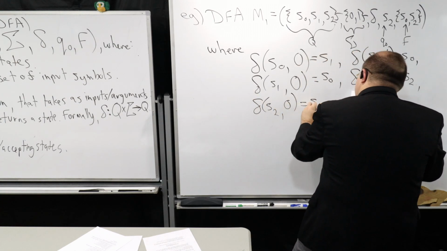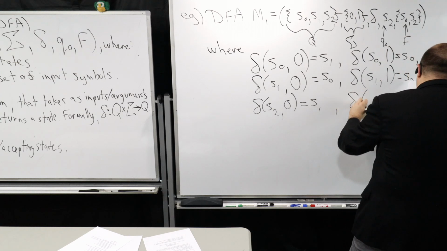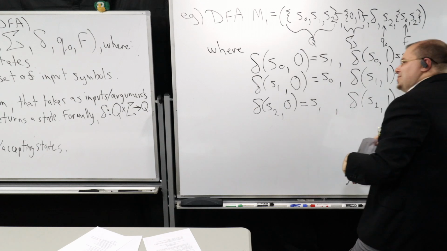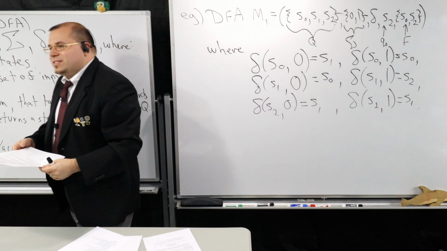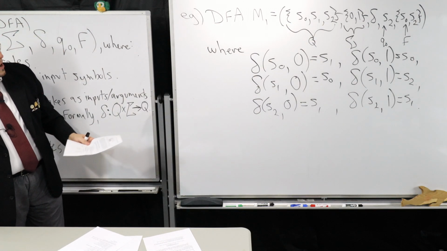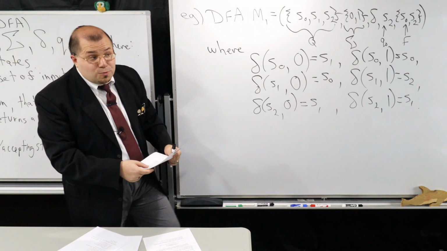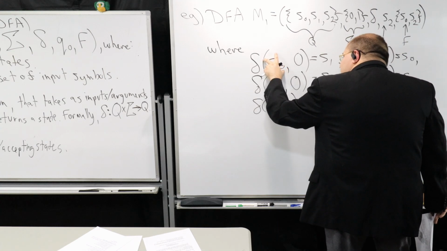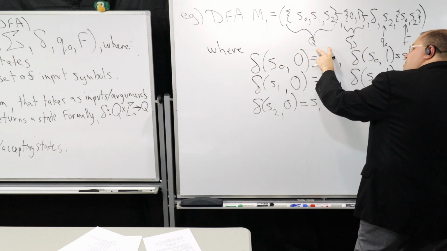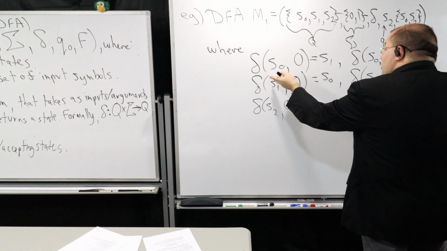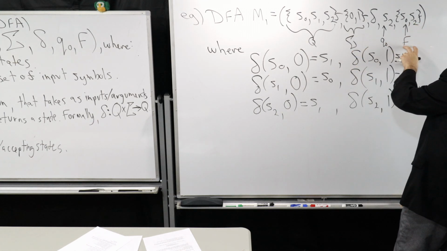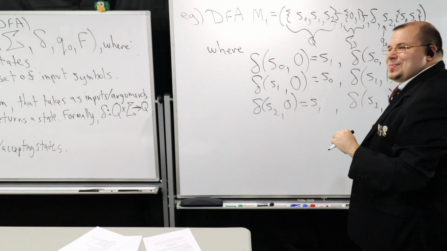Delta of S2, 0 is S1, and delta of S2, 1 is S1. So you'll notice that for every single state and every single input symbol, I've defined a transition. The way this works is that if, for example, my current state is S0 and I read a 0, I go to state S1. However, if I encounter a 1 in S0, I stay in S0.